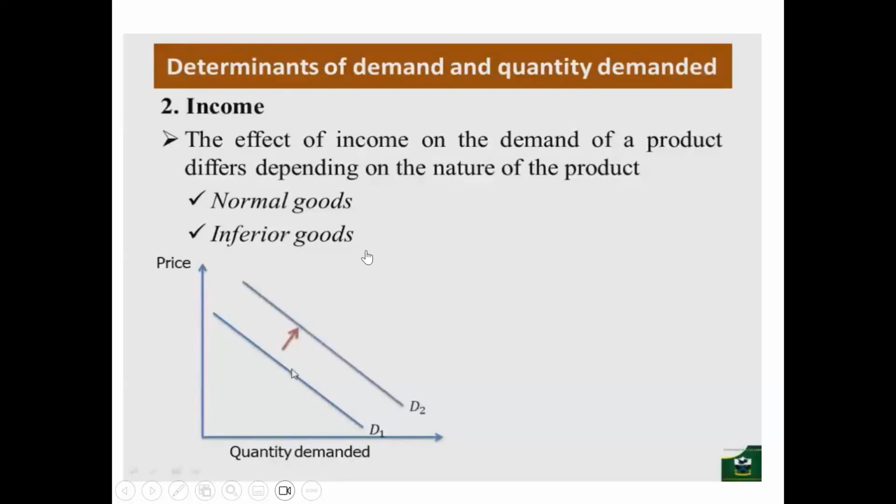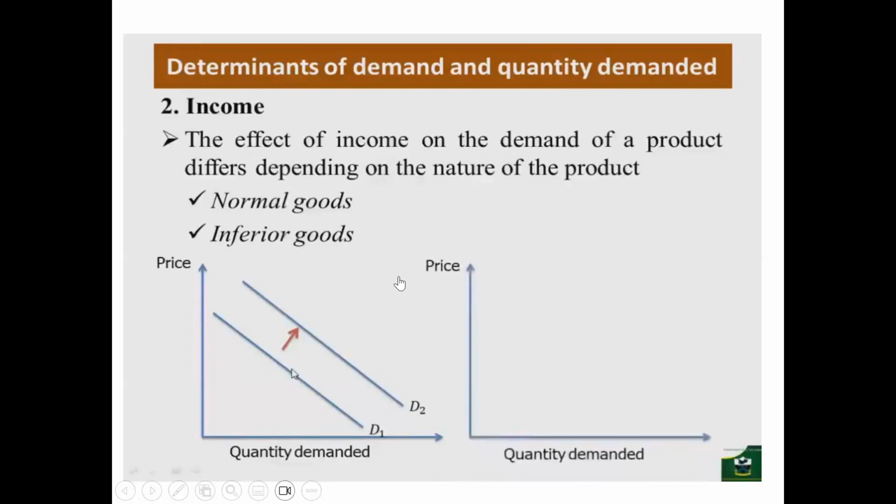So for normal goods, an increase in income leads to an increase in demand. And therefore, the demand curve, that is the entire demand curve, will shift out and to the right. It is better to have only that, with no need to worry too much about inferior goods.